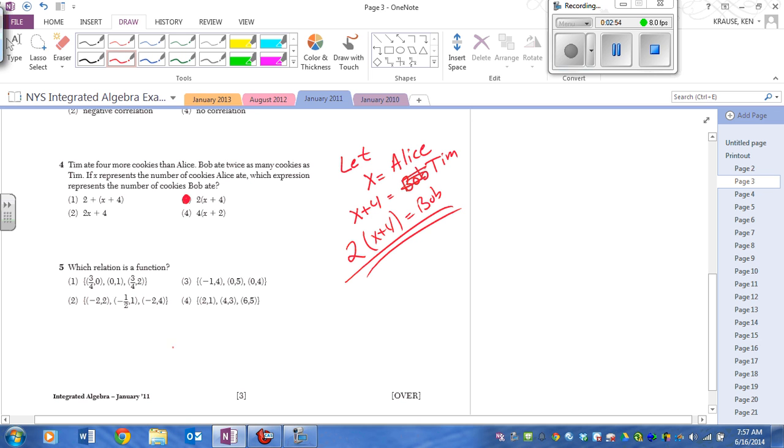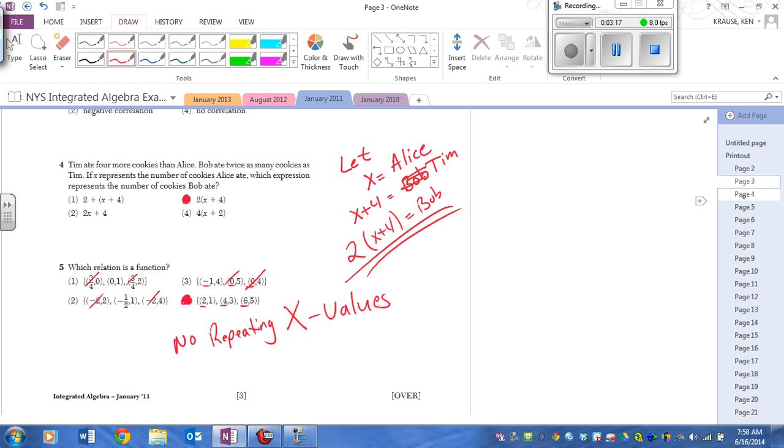Alright, relations are functions when there are no repeating x values. 2, 4, 6: no repeating. Negative 1, there's 0 and 0, boom, boom, gone. 3/4, 3/4. Negative 2, negative 2. There's your one with no repeating x values. Moving on.